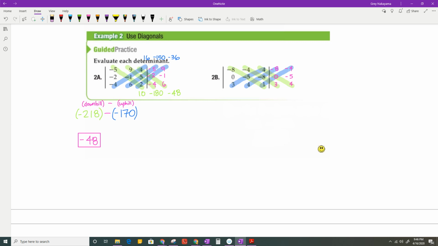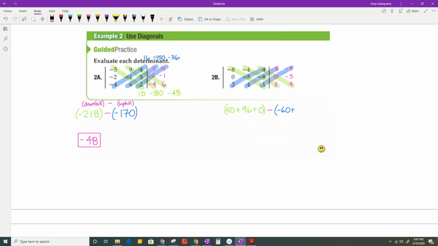Okay, so next one, first downhill. So this could be something I might ask you for. What's the first downhill product? Well, you would tell me that that is, I wrote it down here, 40. What's the next downhill product? 96. And the last downhill product, we learned to love zeros.